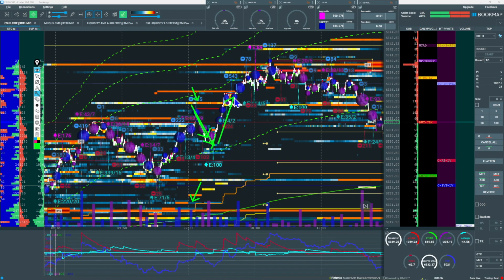So we have heavy volume pushing in. 543 buy stops, 78. We have 89 iceberg sellers. So I take my first trade entry right here, and I got stopped out.